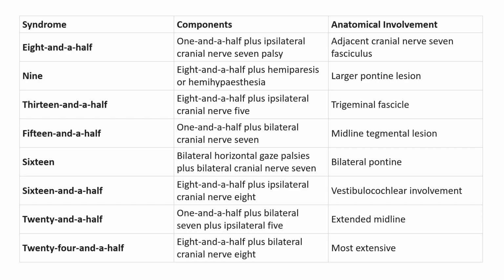Sixteen-and-a-half syndrome: 8.5 plus ipsilateral cranial nerve 8 involvement, that is, vestibulocochlear involvement. Twenty-and-a-half syndrome: 1.5 plus bilateral 7 plus ipsilateral 5th nerve, that is, extended midline involvement. Twenty-four-and-a-half: 8.5 plus bilateral cranial nerve 8 involvement, which is the most extensive involvement.